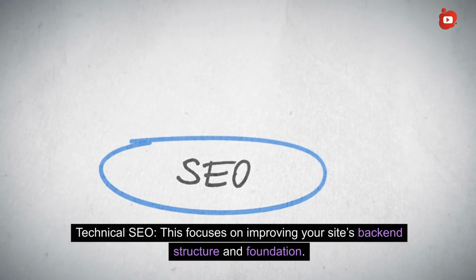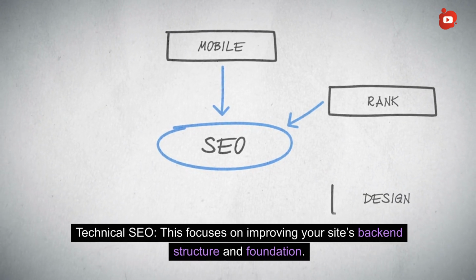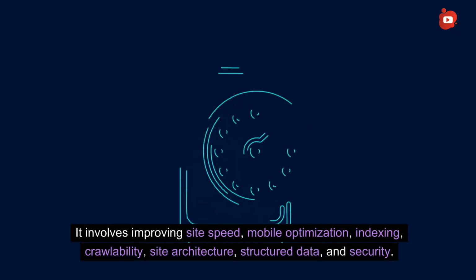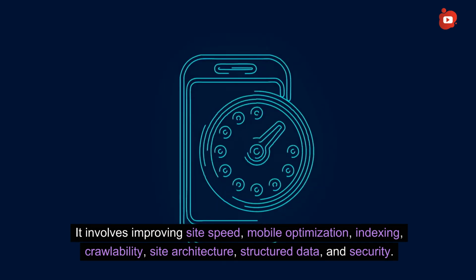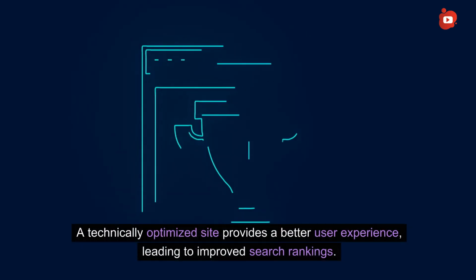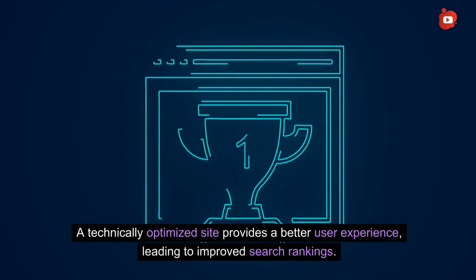Technical SEO. This focuses on improving your site's backend structure and foundation. It involves improving site speed, mobile optimization, indexing, crawlability, site architecture, structured data, and security. A technically optimized site provides a better user experience, leading to improved search rankings.